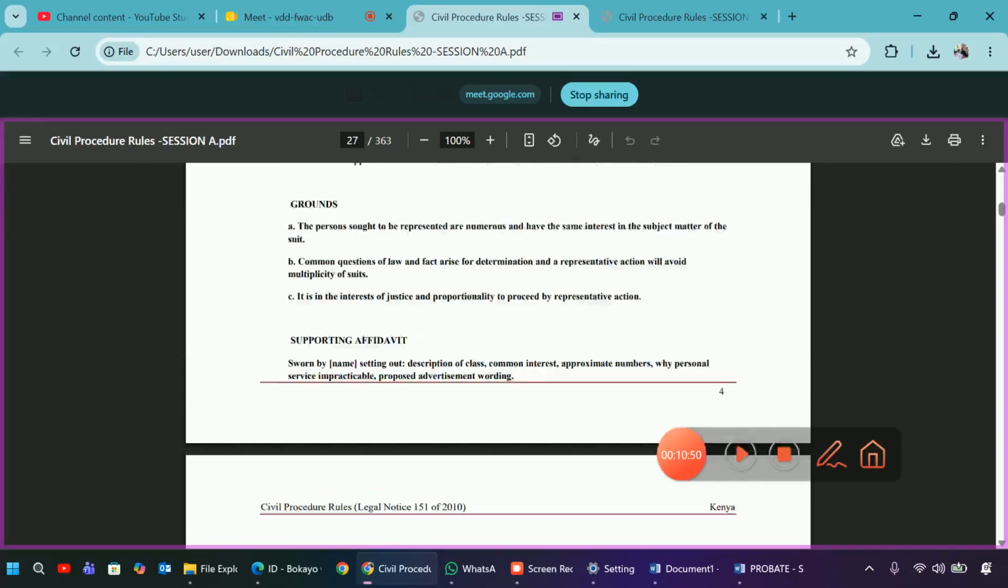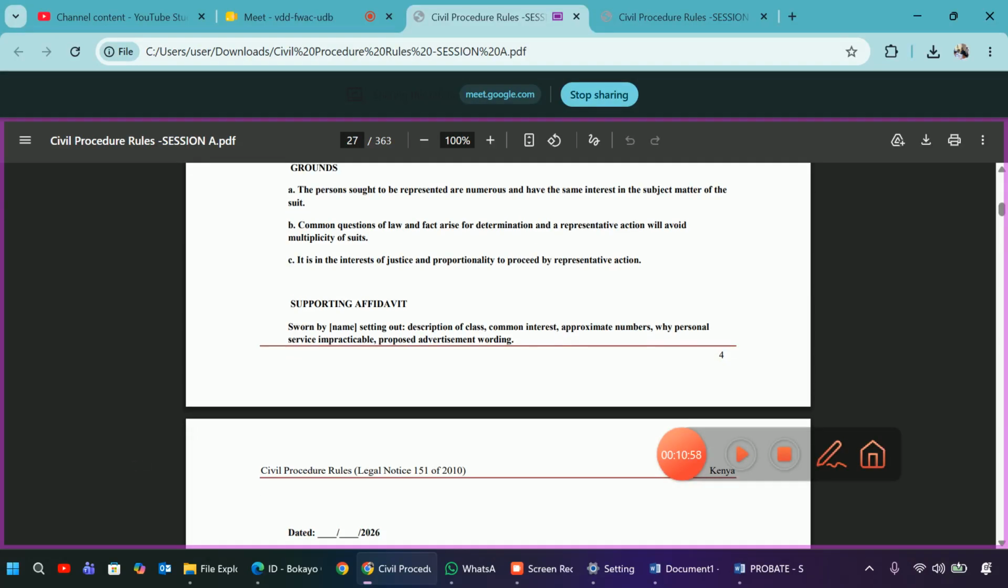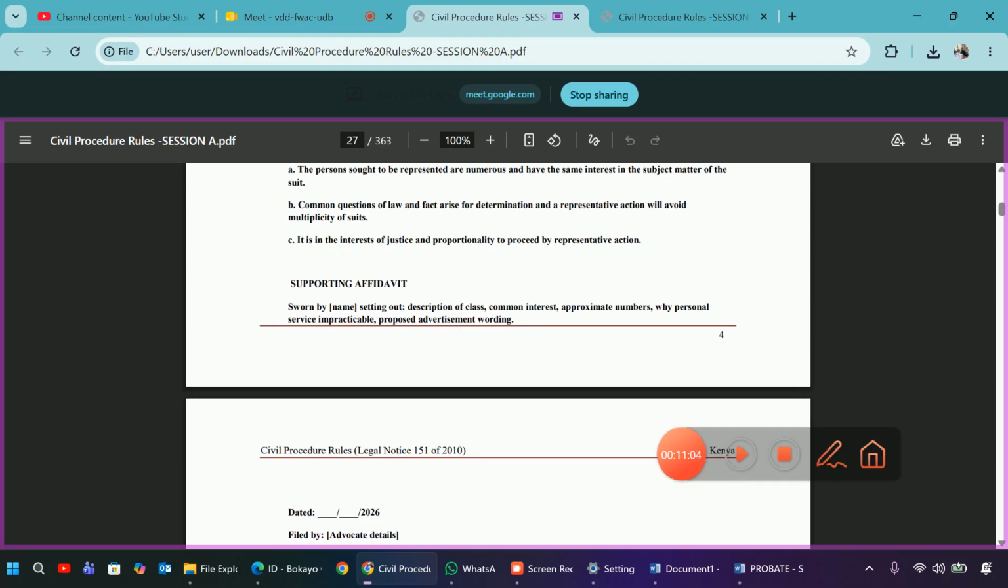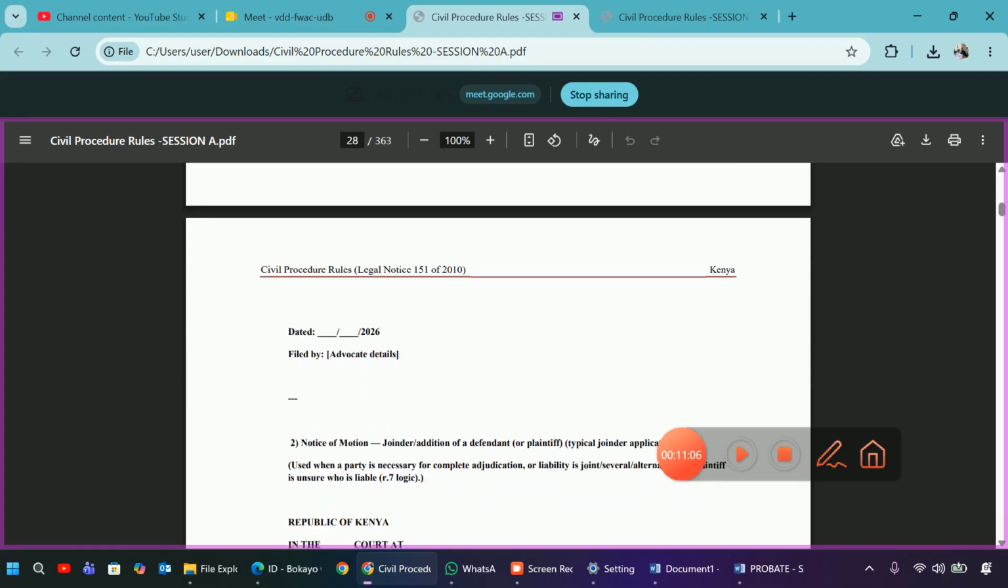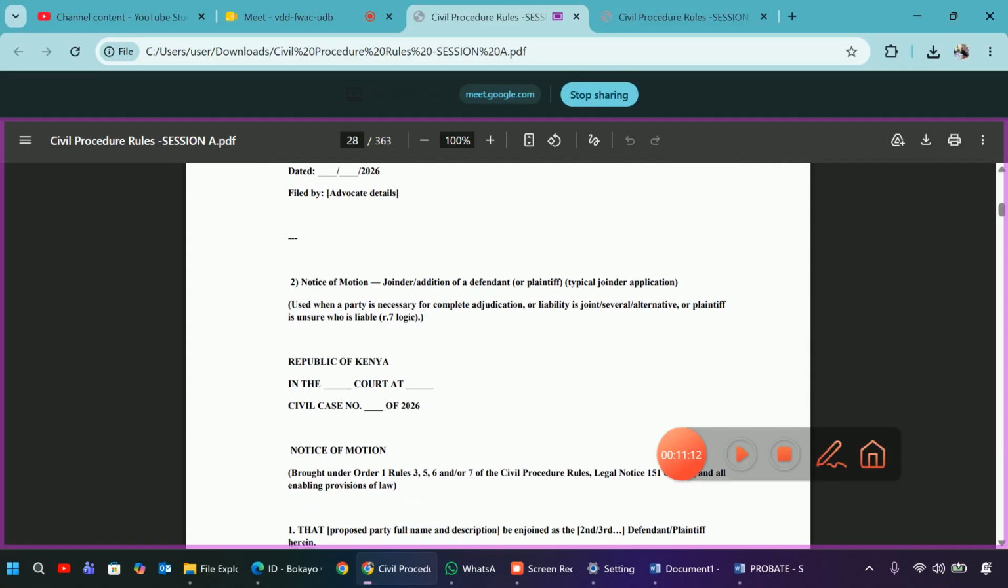So what do you support your notice of motion with? You use a supporting affidavit where you reiterate the key contents that will give life to your grounds, where you have description of the class, common interest, appropriate numbers, and why personal service is impracticable, proposed advertisement wording, etc. That is it. That is where you have a joinder for representative suits.